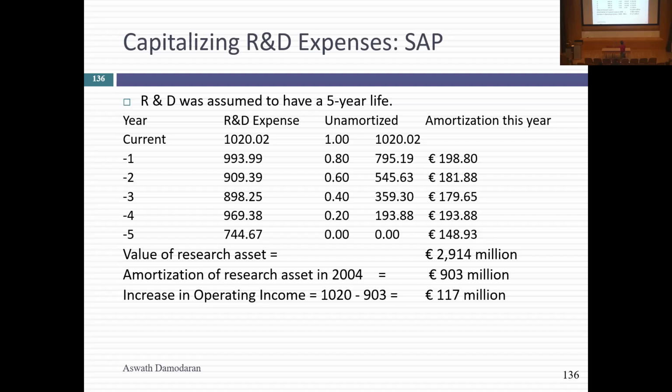If I add up the last column, I get 903 million euros. That is what I'd be amortizing of previous years' R&D expenses if I've been capitalizing R&D all the way through. If I add up the second to last column, I get 2.9 billion. You're saying, what does that tell me? It's the capital I've invested in R&D that's now going to show up in my balance sheet as an asset.